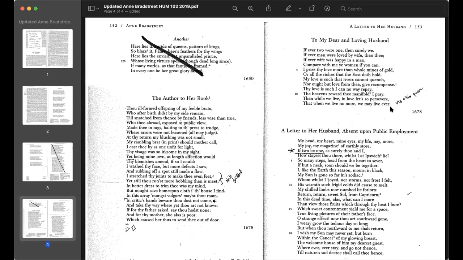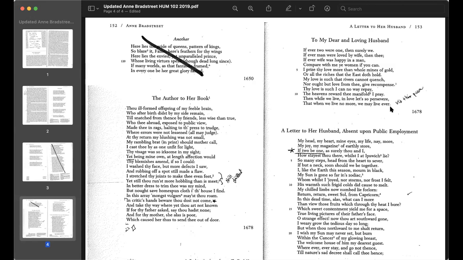So she says, thou ill-formed offspring of my feeble brain, who after birth didst by my side remain, till snatched from thence by friends less wise than true, who thee abroad exposed to public view, made thee in rags halting to the press to trudge, where errors were not lessened, all may judge.